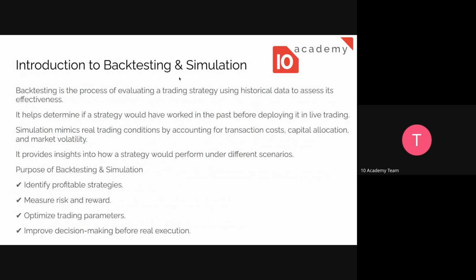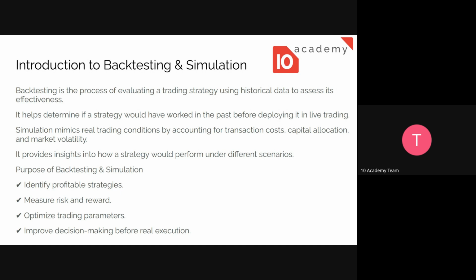Backtesting is the process of evaluating a trading strategy using historical data to assess its effectiveness. Generally, you have some historical data and some known strategies, and you test those strategies to find the best performing or most profitable strategy that can be used in a live scenario.